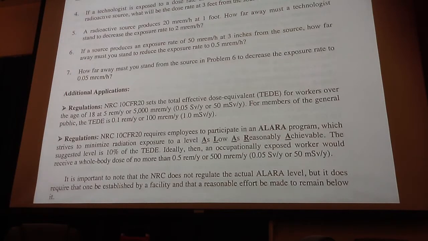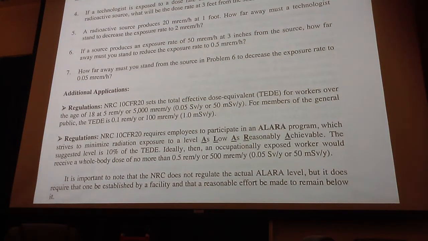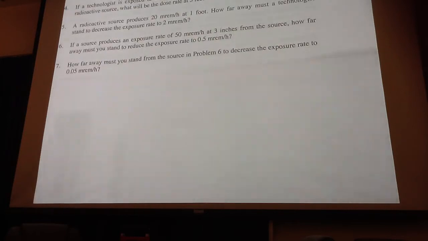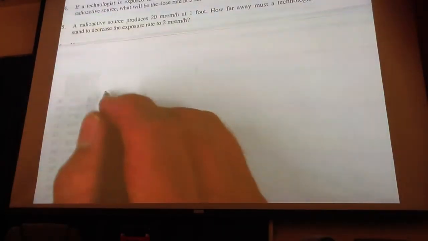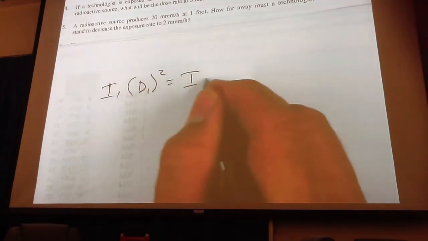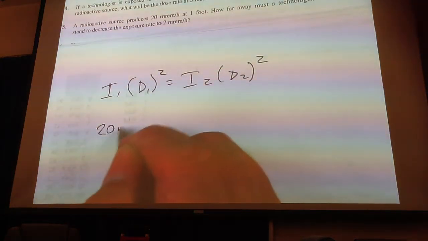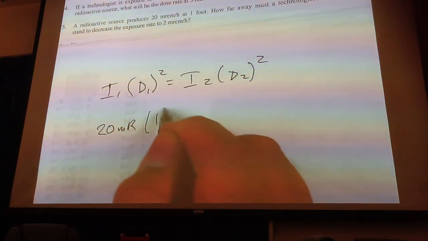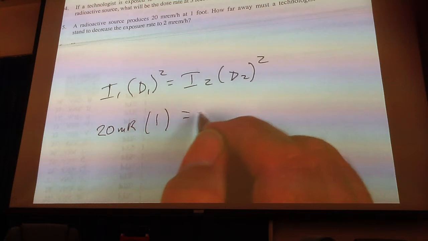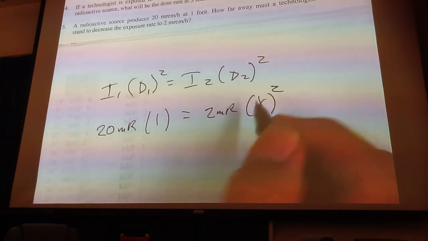So let's say that we had a problem here. Let's take a look at number 5. Right at 20 mR per hour, 1 foot, how far away must you be for 2 mR? Okay, so the same thing. I1 d1 squared equals I2 d2 squared. So you have 20 mR, and you've got 1 foot squared, and that's equal to 2 mR and x squared. And again, you got to remember the x squared.